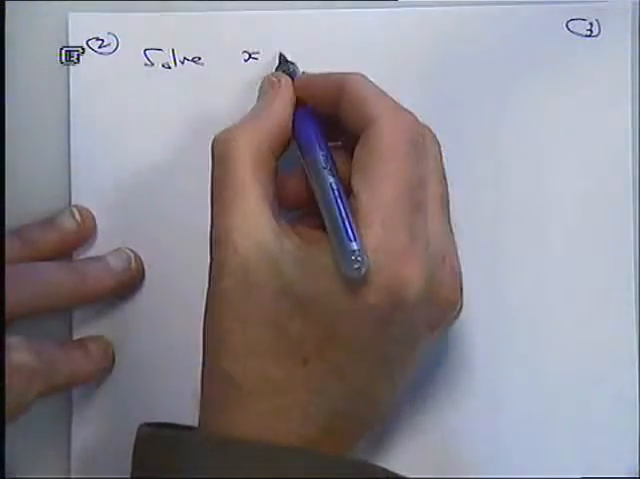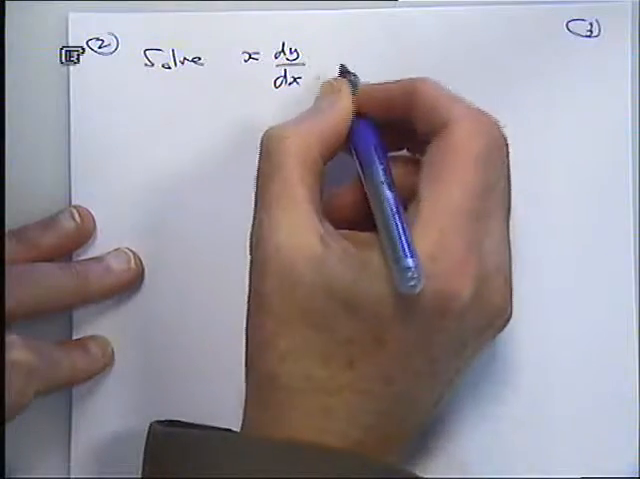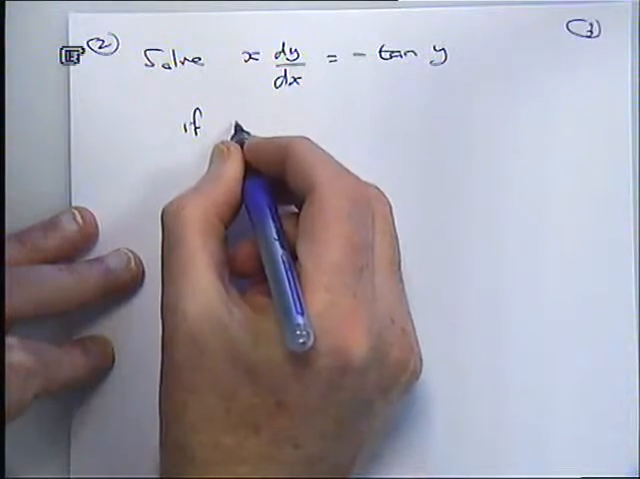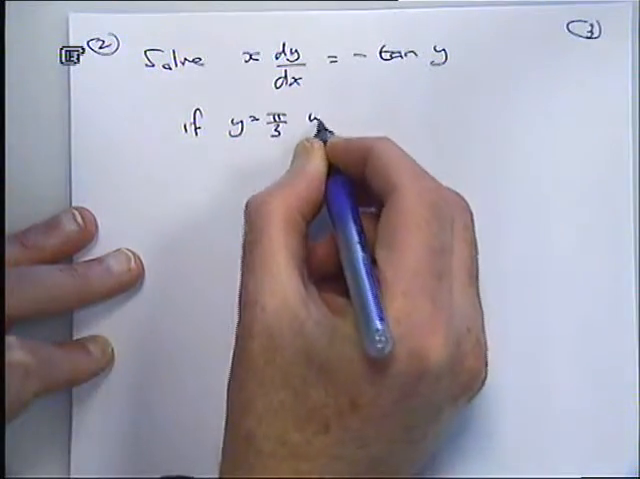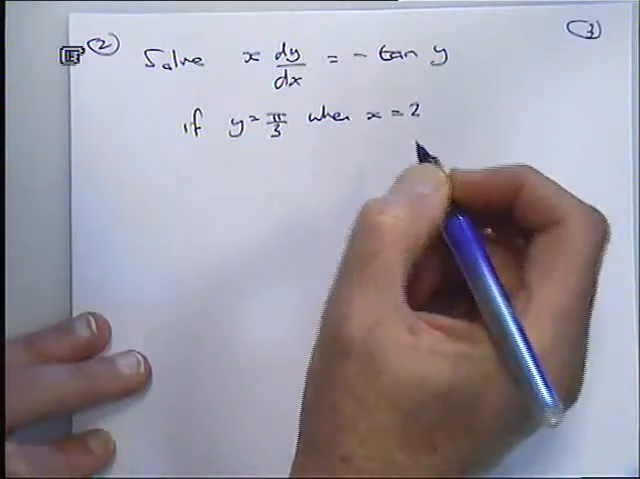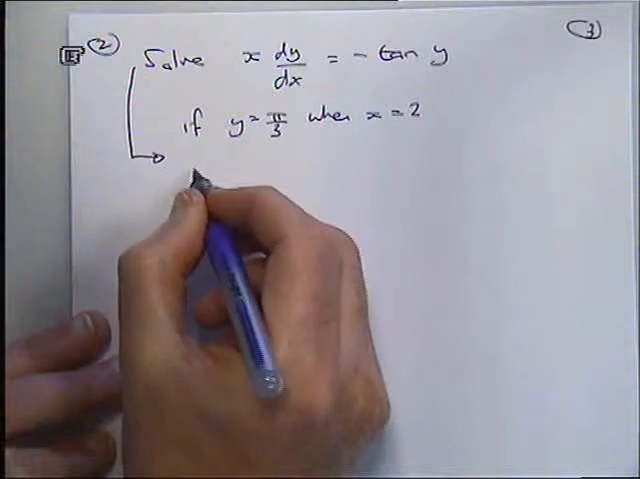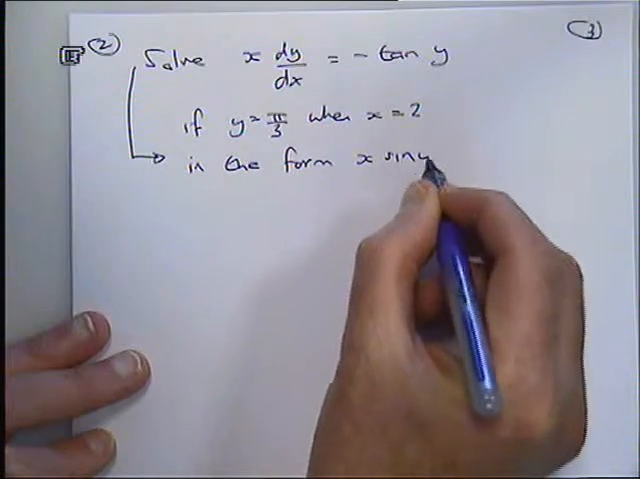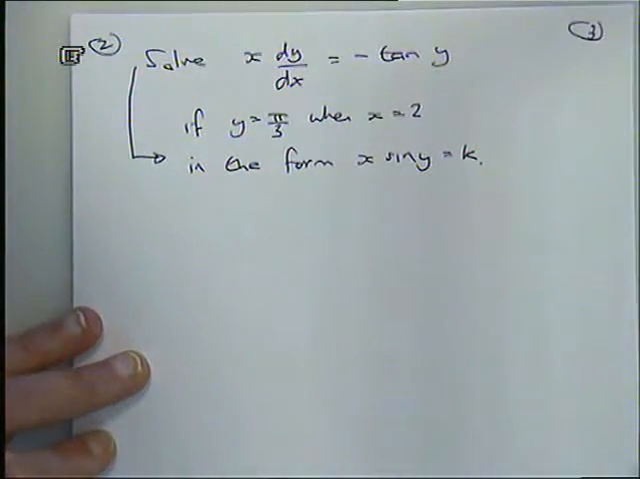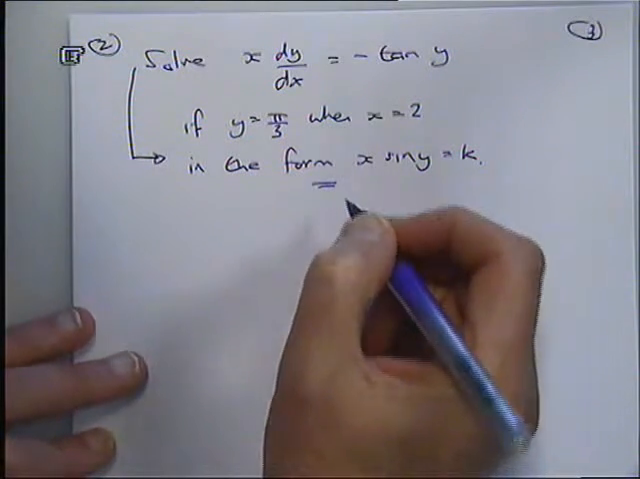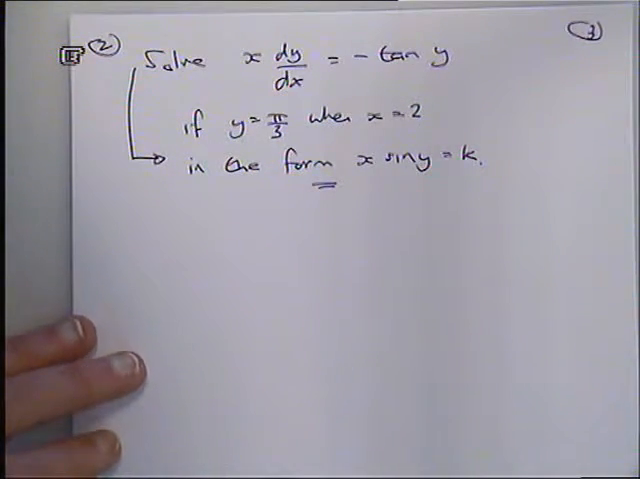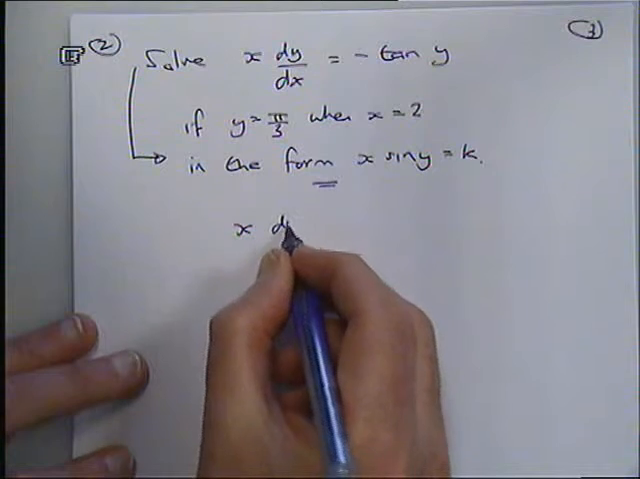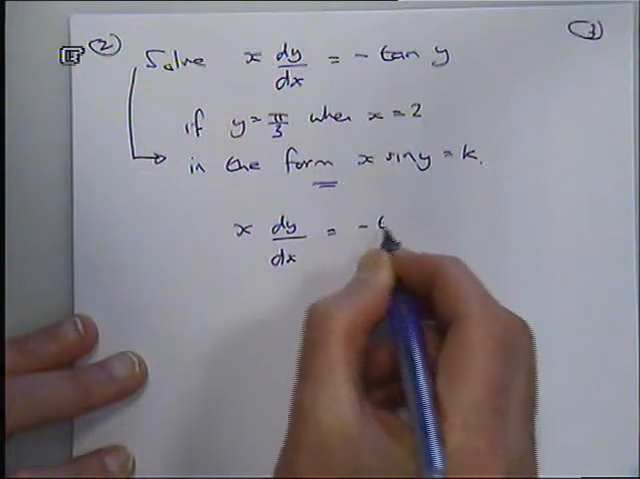Okay. So, solve x dy/dx equals minus tan y, if y equals pi by 3 when x equals 2. We have to give our answer in the form x sine y equals k, and we have to find out what that k is. So I'm just going to write the question down again here, just so I can show very clearly what's going on.